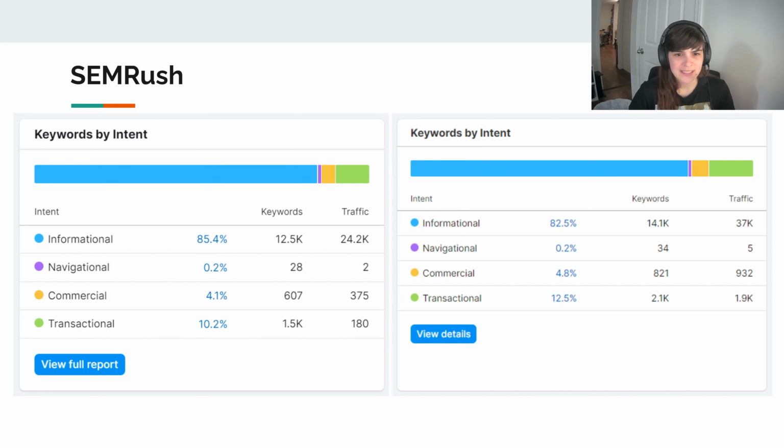What's interesting is that the transactional is starting to go up and informational is going down. And I'm curious, I don't have SEMrush Premium, so I can't really look into that too much. But I do want to keep an eye out on it to see what keywords they're considering are transactional, because a lot of what I post is just strictly informational.